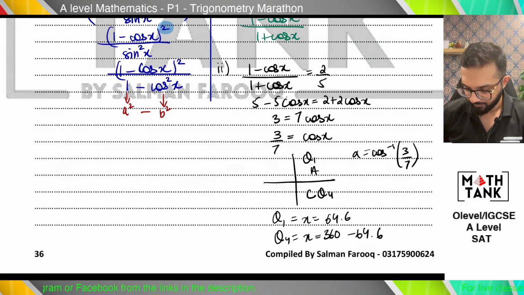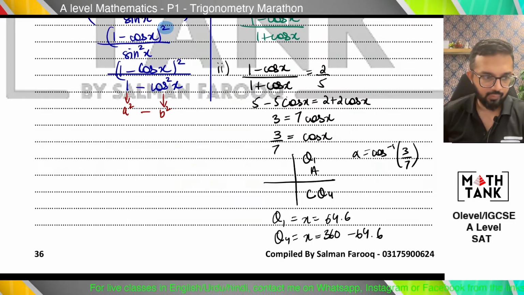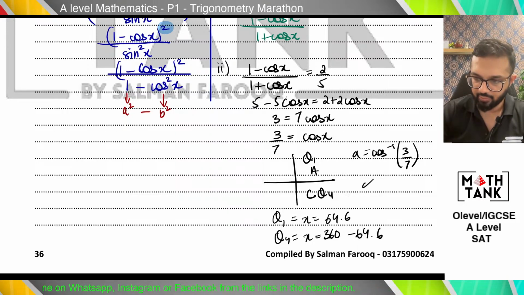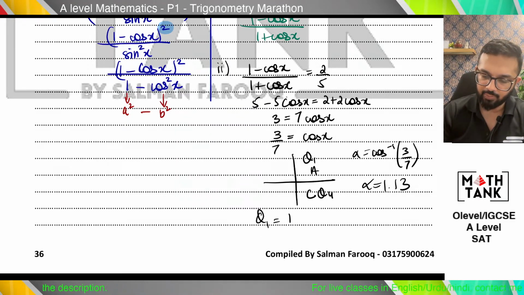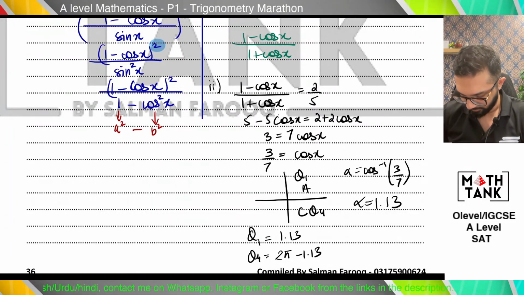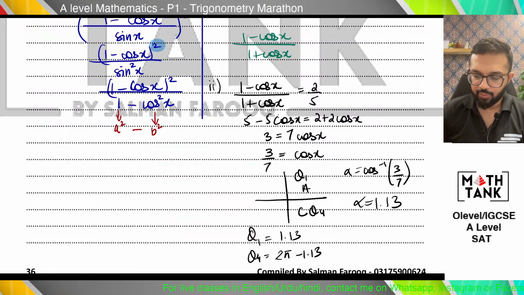So 1.13. The quadrant 1 is 1.13, quadrant 4 is 2 pi minus 1.13. So 5.15, I think.